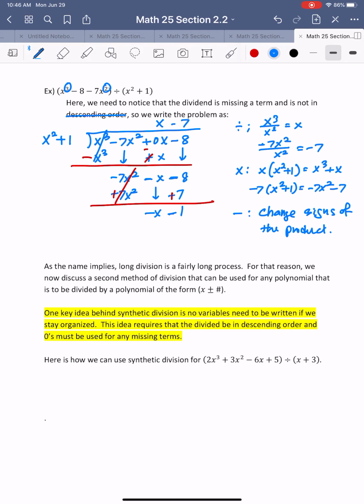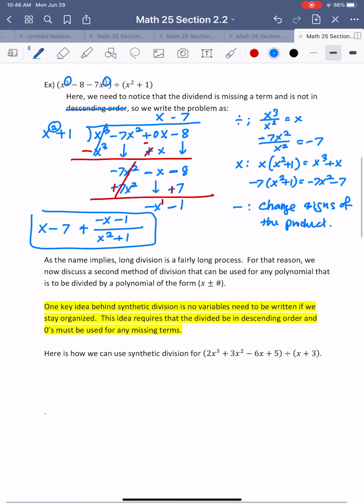So we're done because this divisor is a degree of 2. And then the remainder is degree 1. So whenever the degree of the remainder is less than the divisor, you cannot divide it. Okay? So the way to answer is x minus 7 as the quotient. And then we put the negative x minus 1 over x squared plus 1. So this is the way that you answer with long division.